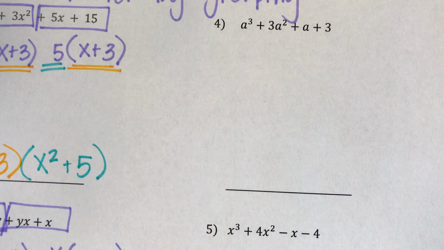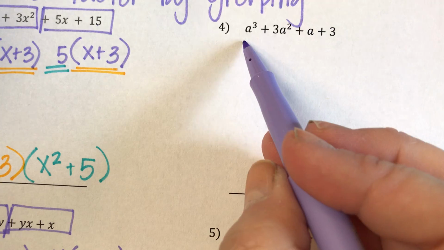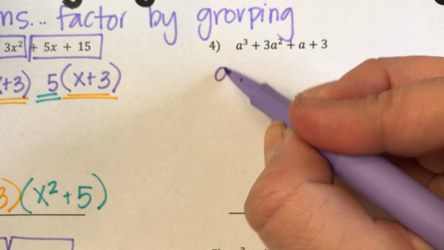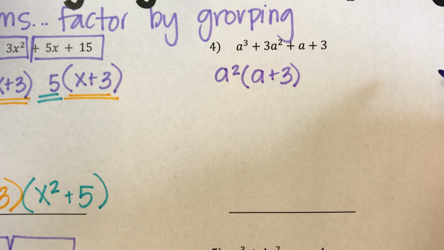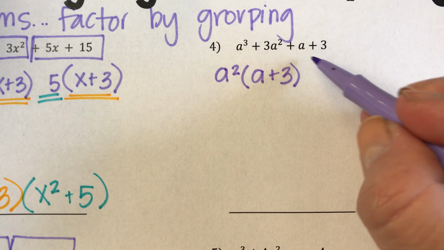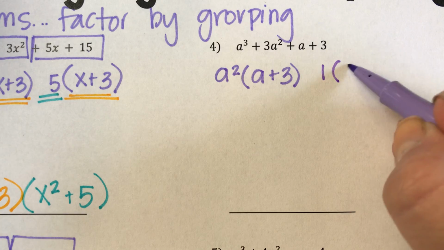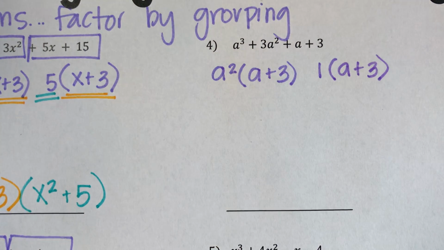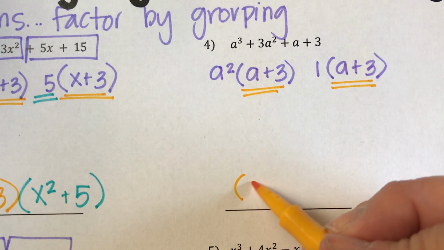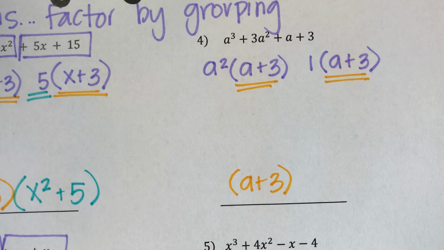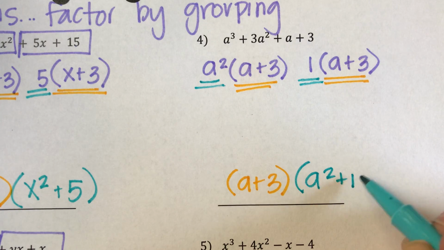So let's look at number 4. So on number 4, I'm going to factor by grouping. What can I take out of these 2? A squared. So that leaves me with a plus 3. And then what can I take out of those 2? Really nothing, correct? So it's not like a 0. What is it? It's 1 times a plus 3. So my first polynomial is going to be the one that's matching, a plus 3, and then my second is made up of the outside terms, a squared plus 1.